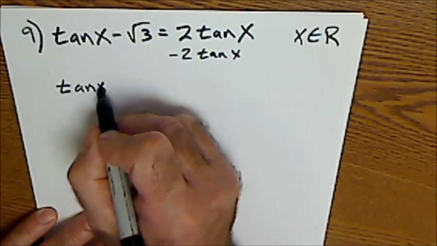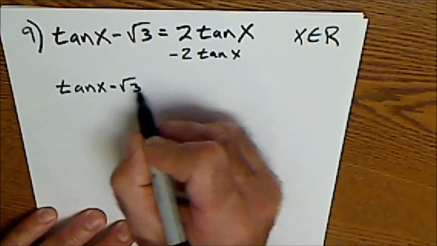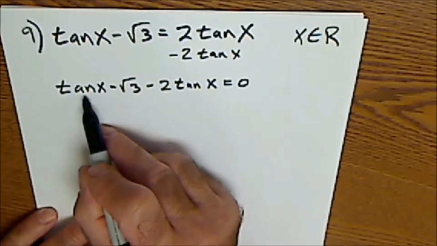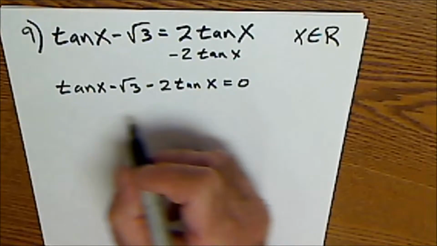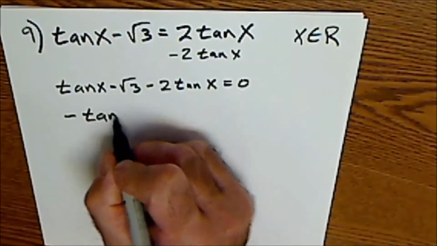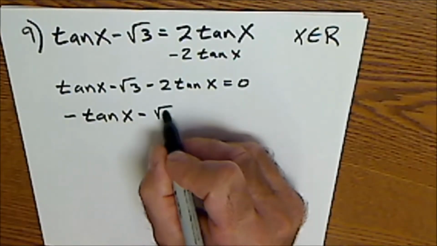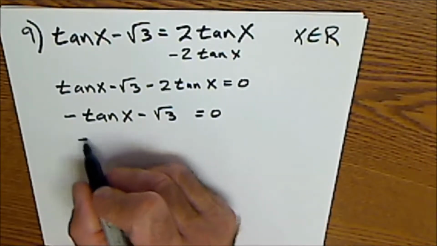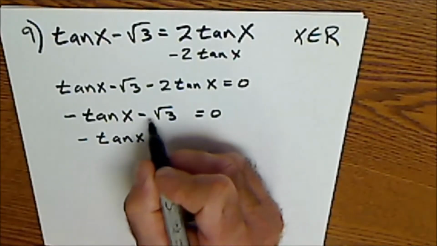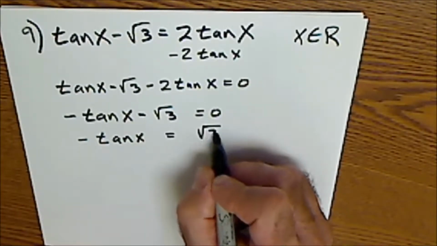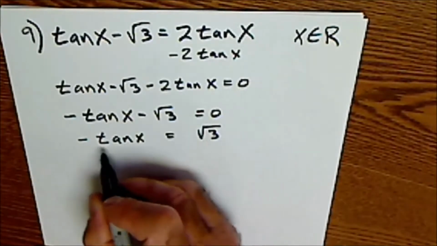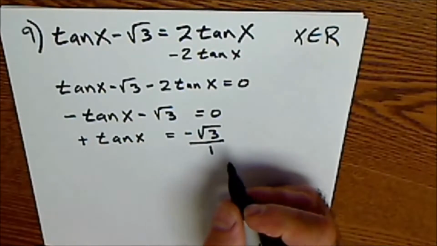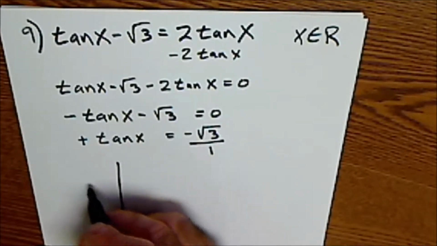I have tan of x minus root 3 minus 2 tan of x equals 0. I have 1 tan of x minus 2 tan of x. So I have negative 1 tan of x minus root 3 equals 0. I'm going to add root 3 to both sides. It'll give me the positive root 3. Then I'm going to divide both sides by a negative 1 to get negative root 3 over 1. So negative ratio of sides.